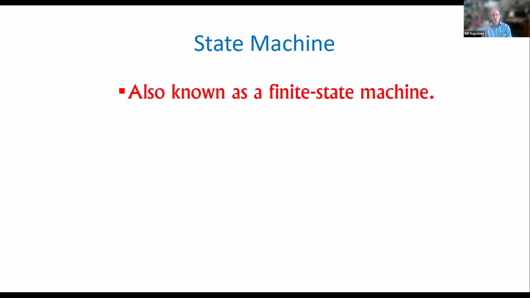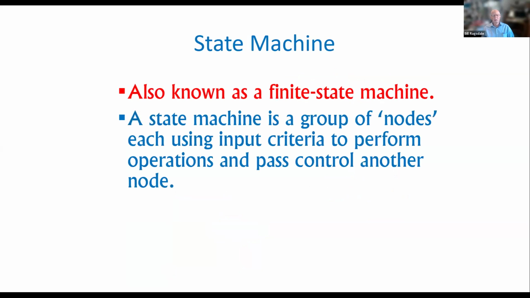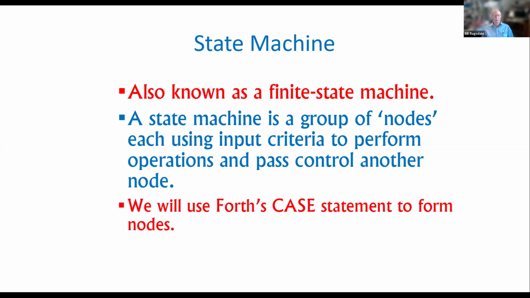So state machine, also known as a finite state machine in most of the literature. It's defined as nodes, which of course are code, each one of which has some input criteria which it uses to perform operations and then pass control to another node. So only one node is in control at a given time. It is, you might say, the opposite of a multitasking situation because you're only getting one code fragment at a time. And for our tool today, we're going to use the Forth case statement to form nodes.